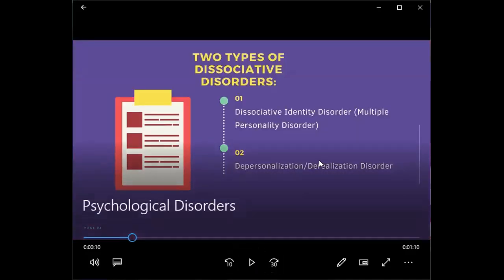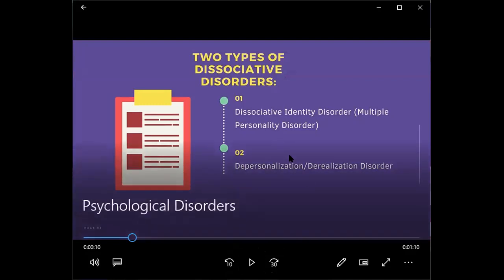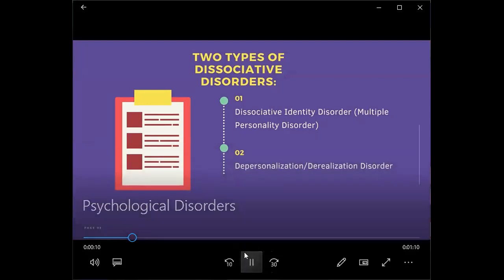All right, so there are many types of dissociative disorders. The two including dissociative identity disorder, also known as multiple personality disorder, or depersonalization/derealization disorder. There's also PTSD, which is also dissociative, but we're just going to do the two that I have chosen.